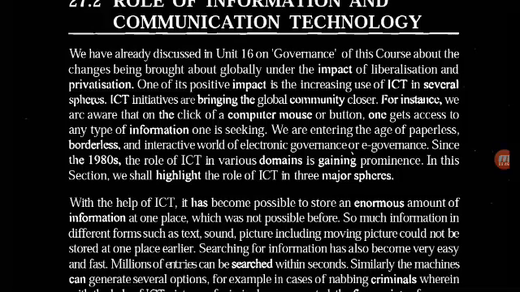Since the 1980s, the role of ICT in various domains is gaining prominence. In this section, we shall highlight the role of ICT in three major spheres. With the help of ICT, it has become possible to store an enormous amount of information at one place, which was not possible before. So much information in different forms such as text, sound, picture, including moving picture, could not be stored at one place earlier. Searching for information has also become very easy and fast. Millions of entries can be searched within seconds.